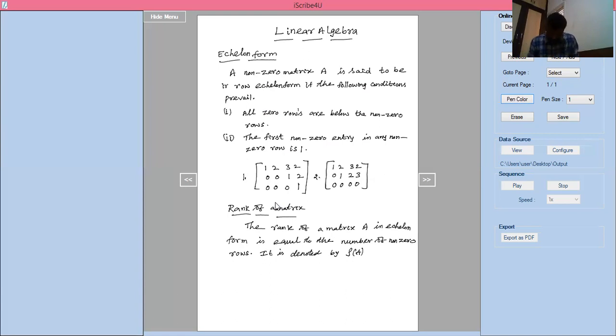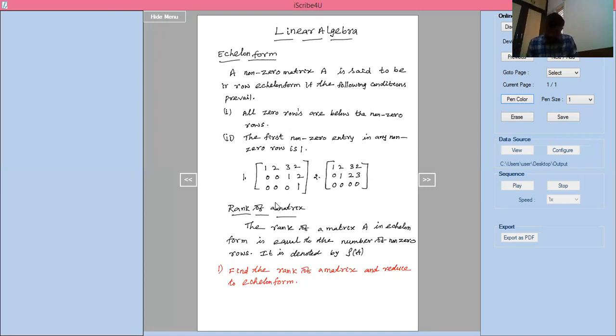First problem. Find the rank of a matrix and reduce it into echelon form. What does that say? First we will take it as rank of a matrix should be.